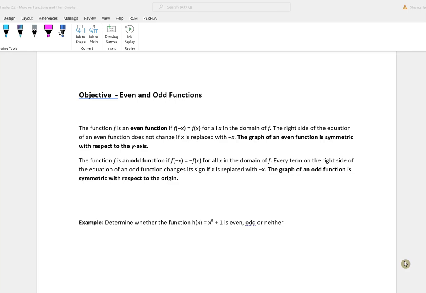A function f is an odd function if you take f of negative x and it's equal to negative f of x. So the right side of the equation of an odd function changes its sign if x is replaced with negative x.